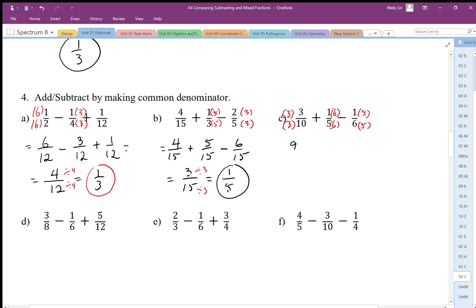Now I have 9 over 30 plus 6 over 30 minus 5 over 30. Okay, so that's going to be 9 plus 6 minus 5 is 10. We're left with 10 over 30. The common factor of 10 simplifies, and so we end up with 1/3. Okay, so I need to divide 10, divide 10.